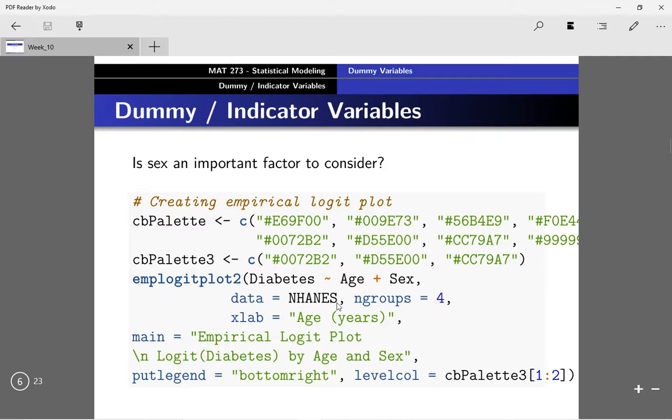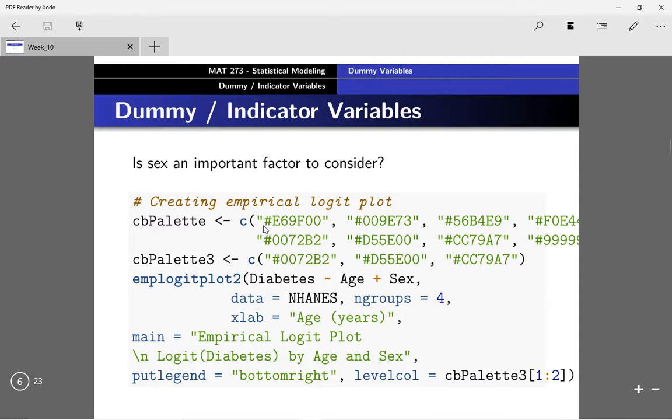And so we can look at modeling diabetes using the age and sex of the person in this way. And first, what we're going to do is look and see if there's a linear relationship between the log odds of diabetes and these predictors here.